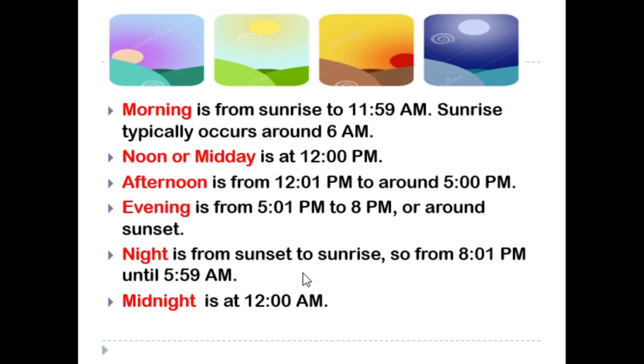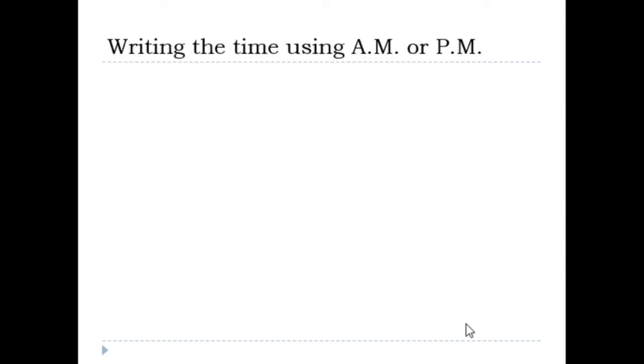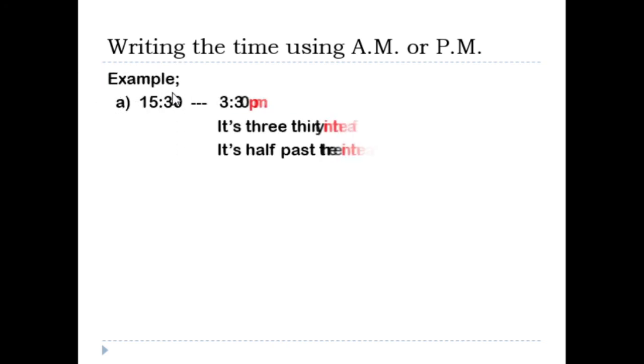Night is from sunset to sunrise. So from 8:01 p.m. until 5:59 a.m. that is night. And midnight is at 12 o'clock a.m. So when we write the time using AM or PM, we can have the following examples. A. 15:30. 15:30 is an army time. And if you're going to write it in an English way, we write it as 3:30 p.m. Or even in words, it's 3:30 in the afternoon.